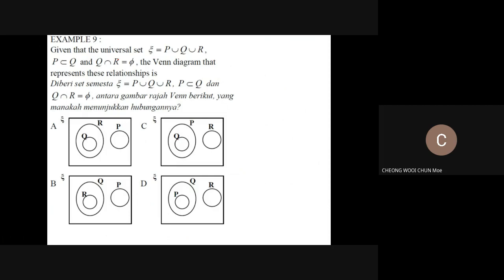Then we look at example 9. Given the universal set, this one, P is a subset of Q, P inside Q. P inside Q, not Q inside P. This one no, P and Q are different. P inside Q, correct. Then we look, Q intersect R equals the empty set. It means Q and R cannot touch. Q and R cannot touch. So the answer is this one.